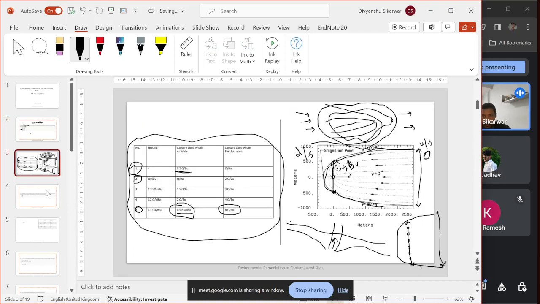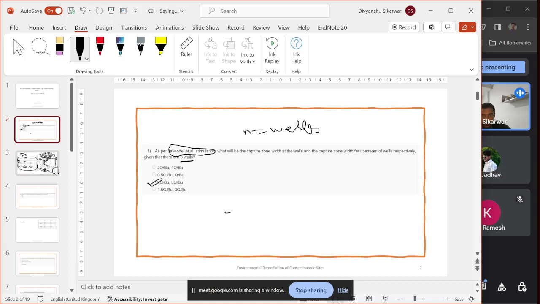So we have the formula of 0.5 into n, the number of wells, 6, into Q divided by B. So this will be 3. Similarly for this it will be 6 Q by B. That is the correct answer.